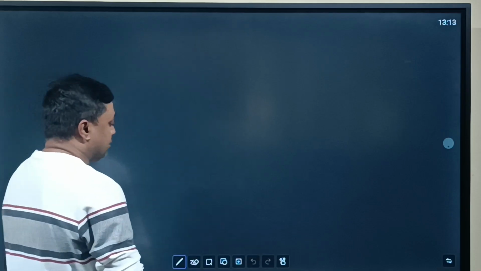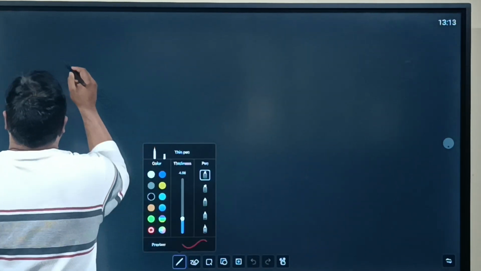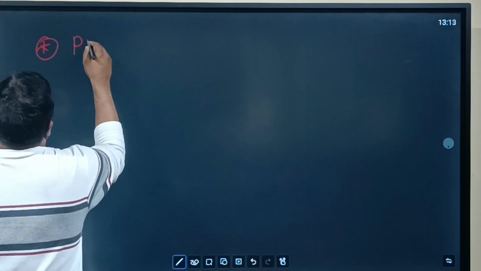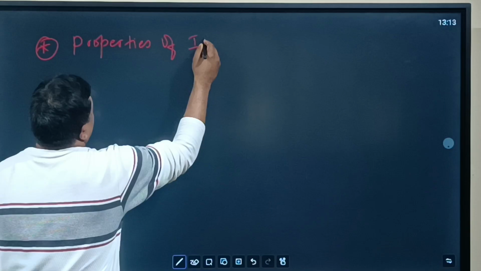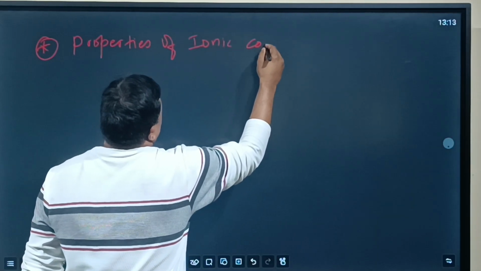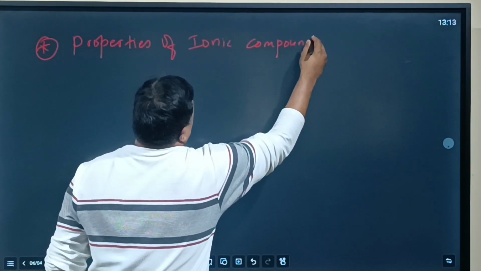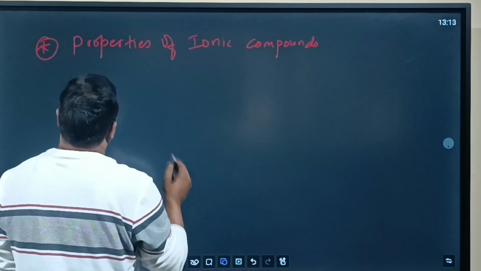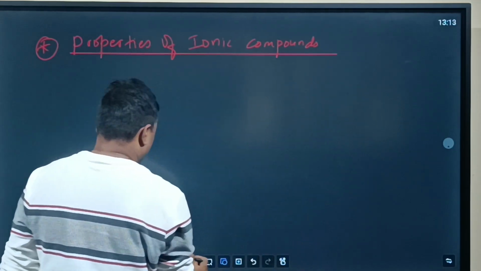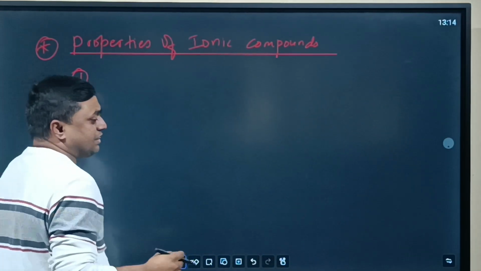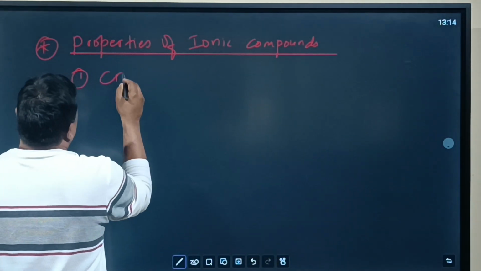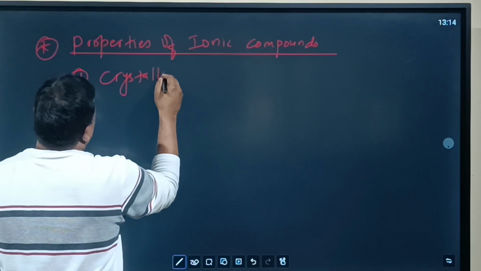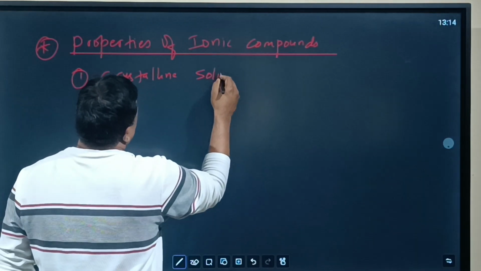Okay. Next we discuss the properties of ionic compounds, which is very important. The questions may be asked. Properties of ionic compounds. So first property, generally children, ionic compounds are crystalline solid. Okay, they are crystalline solid. When you talk about their state, they are generally crystalline solid.